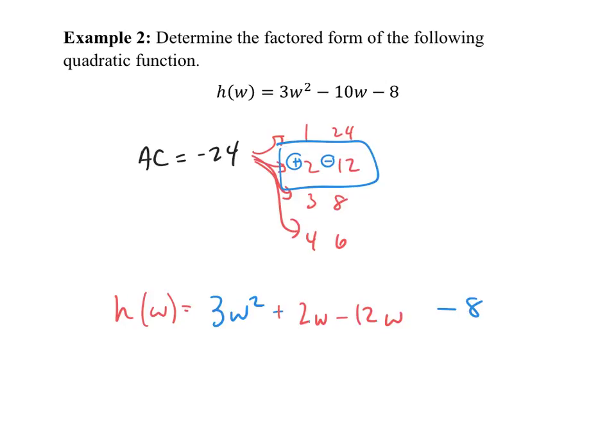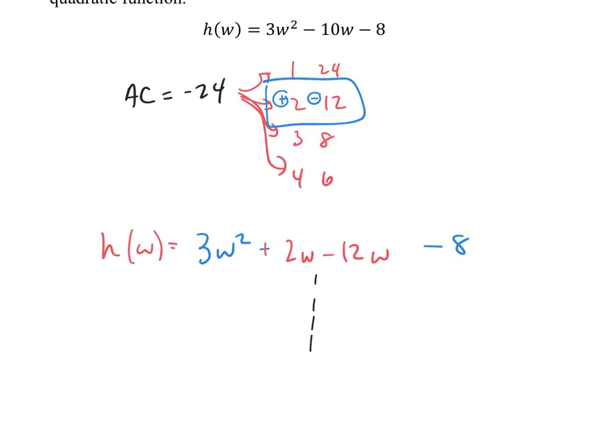Factor by grouping. So if we're writing steps down, the first step is to list AC. The second step is to ask yourself, what multiplies to AC and adds up to B? The third step is that once you figure out those numbers, break up B into those two numbers. And then the fourth step is to factor by grouping. Okay, this is where we're at now, factor by grouping.